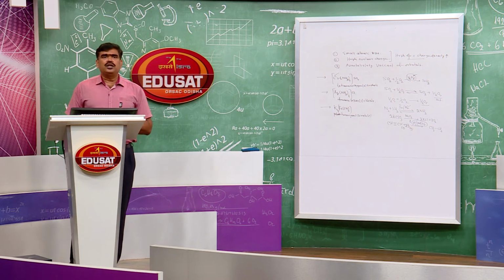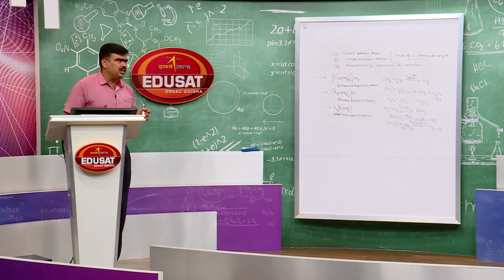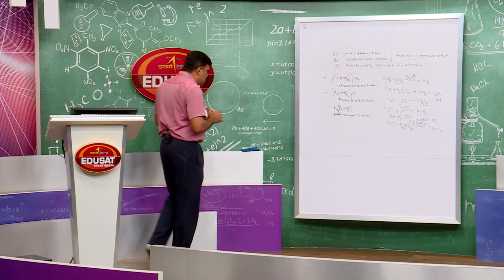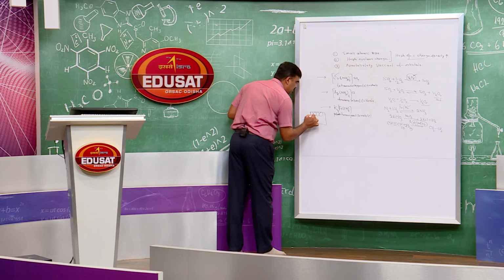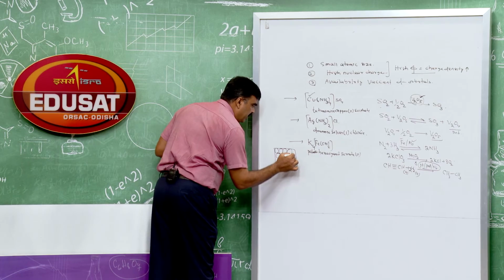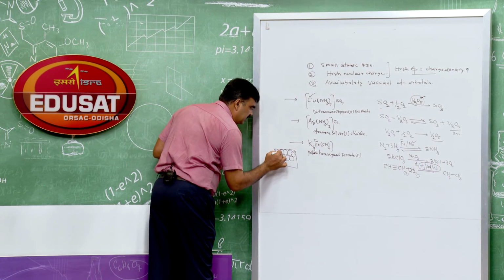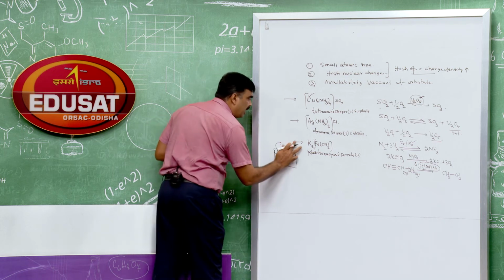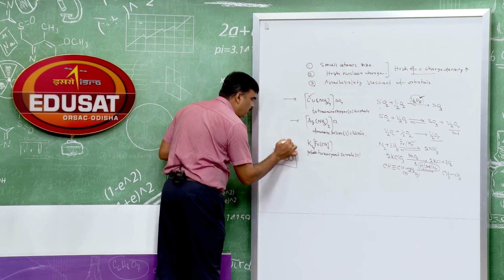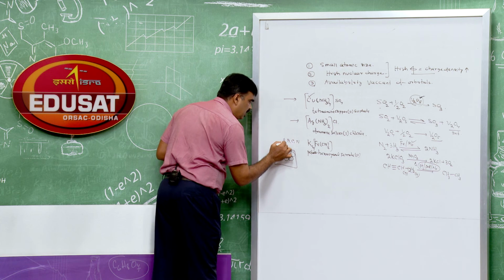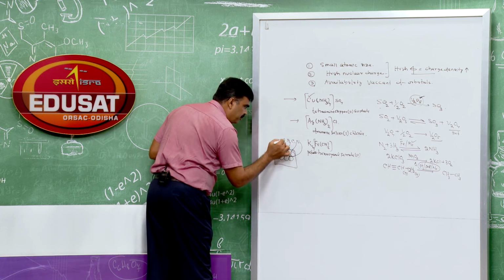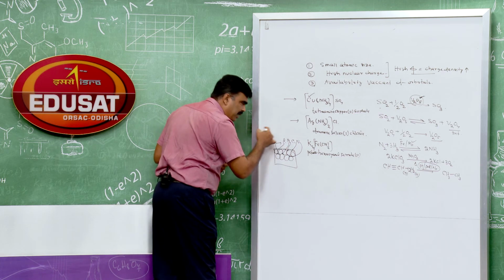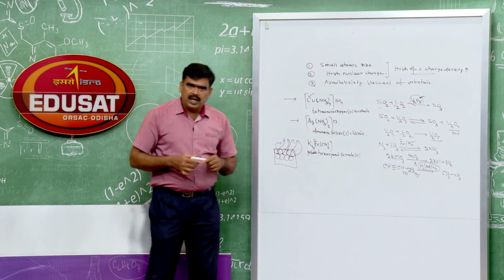Next is your interstitial compound. Interstitial compound means you see in the transition metal crystals, there are many voids, many empty spaces present. Interstitial sites in their packing, you see there are interstitial sites like this. In these interstitial sites, small atoms like hydrogen, boron, carbon, nitrogen are trapped. They are permanently trapped inside and they cannot go outside.